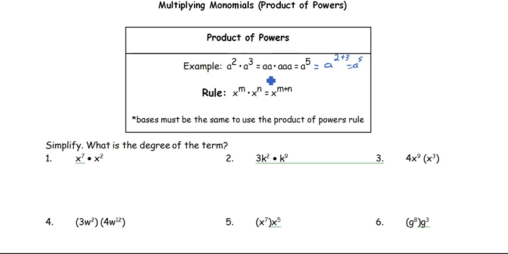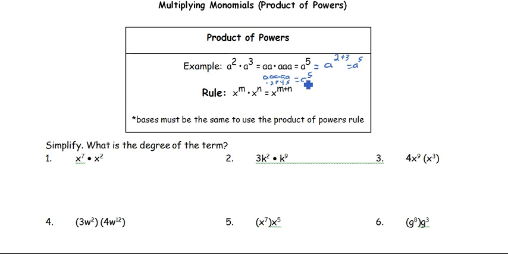What we could do with all these a's is just line them up: a, a, that's your first two, then a, a, a, that's your next three, and then we count it: 1, 2, 3, 4, 5. So we know that we have 5 a's multiplied together. That's what the exponent is. Alright, so the rule is when you're multiplying variables with exponents, you add the exponents together.